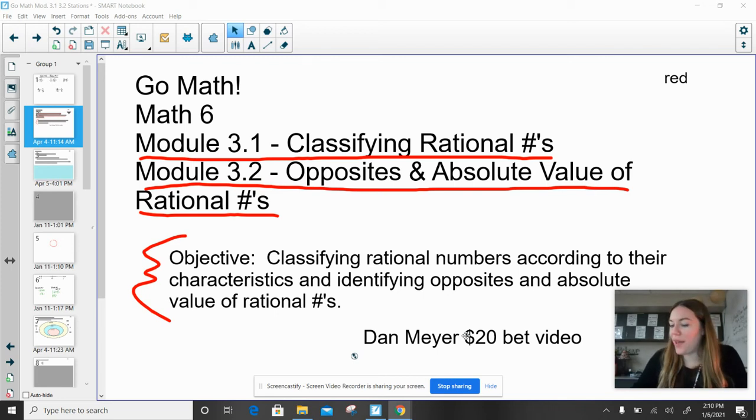Hello, good morning. So today we are going to learn about Module 3.1, which is classifying rational numbers, and Module 3.2, which is finding the opposites and absolute value of rational numbers. Once we learn what a rational number is, it's pretty easy, because we should already know what an opposite and absolute value is from Module 1.